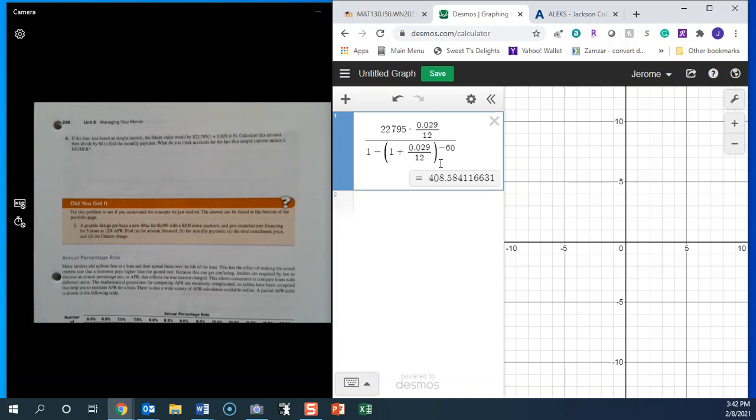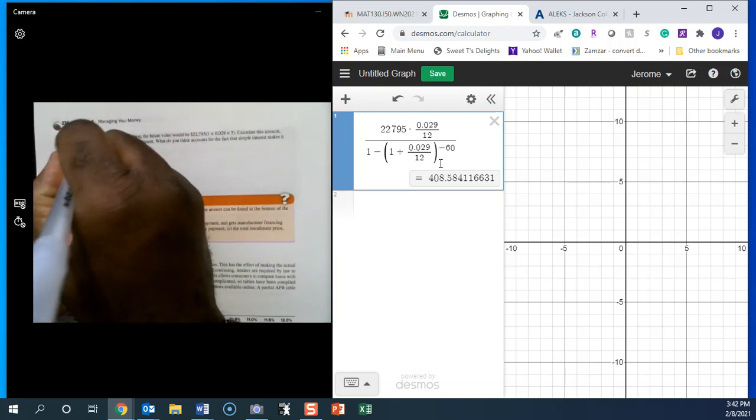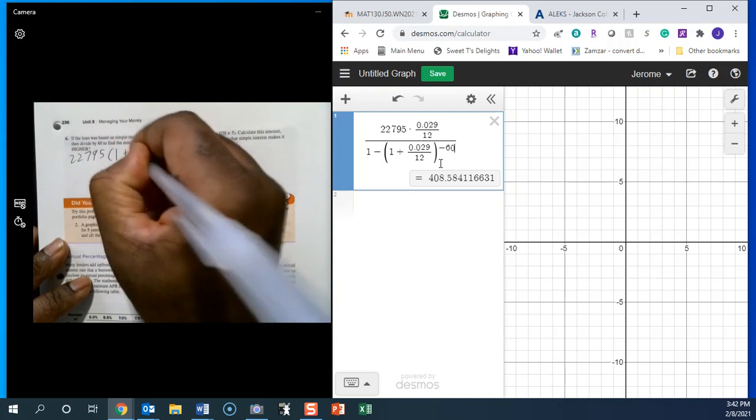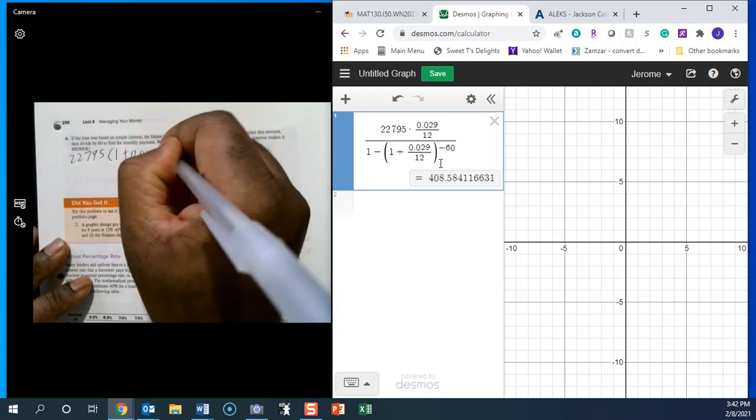Okay, number 6. If the loan was based on simple interest, the future value would be $22,795 times 1 plus 0.029 times 5. Calculate this amount, then divide by 60 to find the monthly payment. What do you think accounts for the fact that the simple interest makes it higher? Okay, so first we had $22,795 times 1 plus 0.029 times 5.